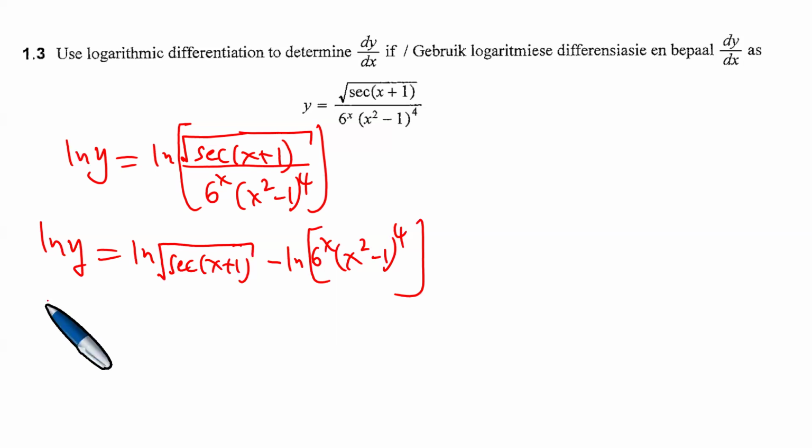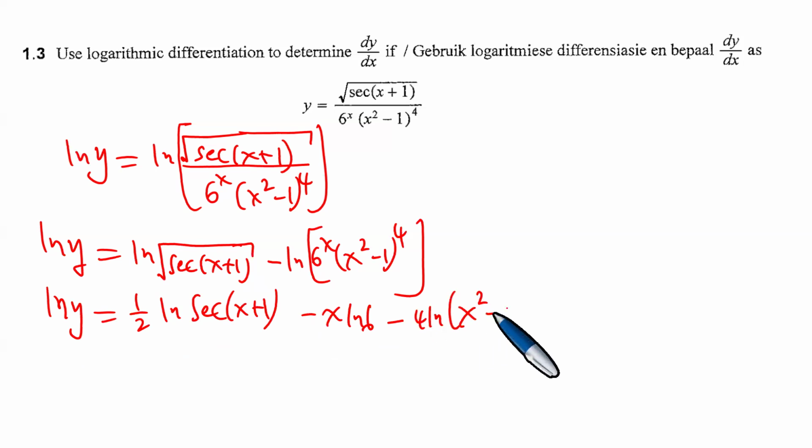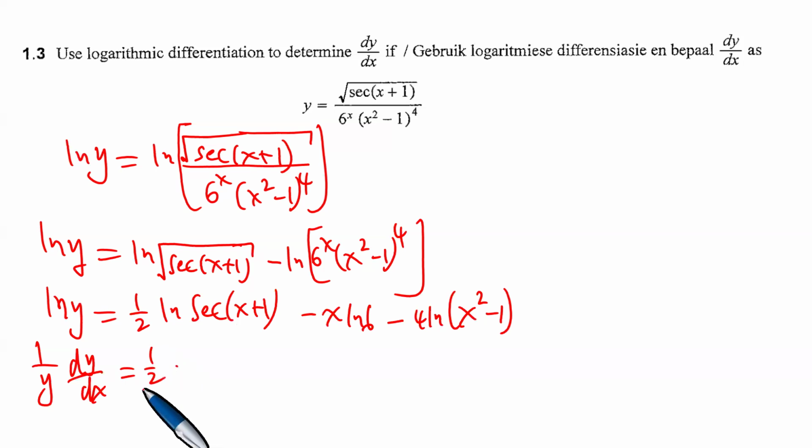Now you have the ln of y equals 1/2 the ln of the sec of x plus 1. Then you spread this one, minus the ln of 6, minus the ln of x squared minus 1. For dy/dx, it's 1/2.